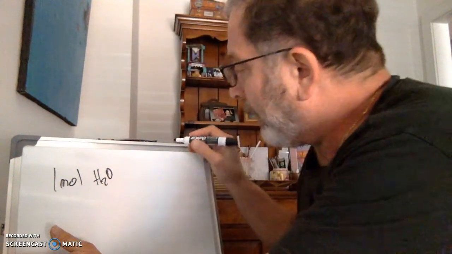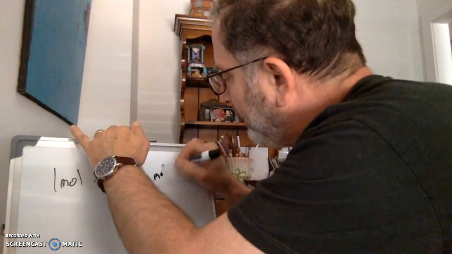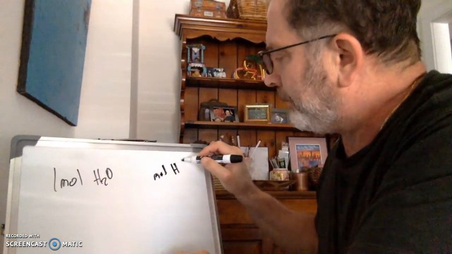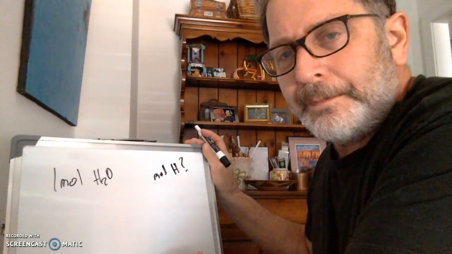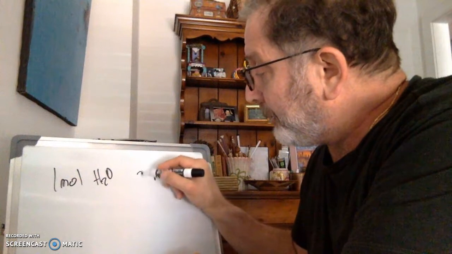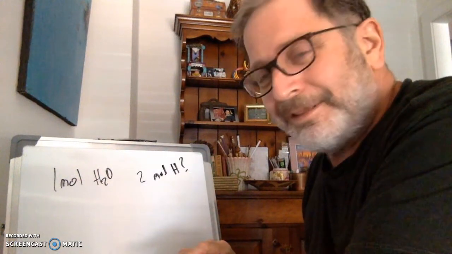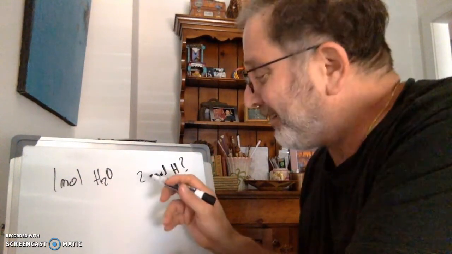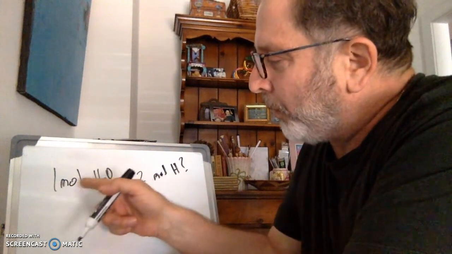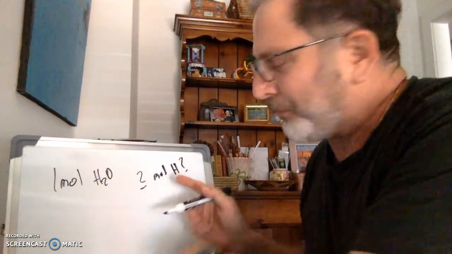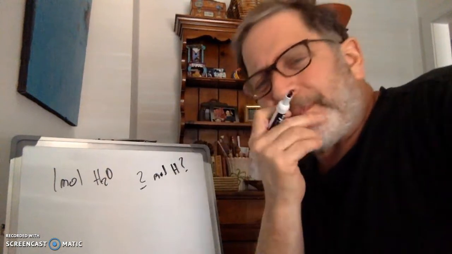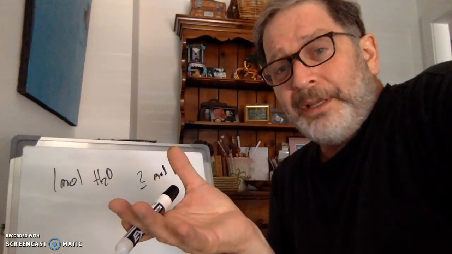I'll wait for your answer. Do you think you know? How many moles of hydrogen atoms? That's the question. The answer is 2. Did you get that? For every 1 mole of molecules, there's 2 moles of hydrogen atoms. Doesn't that make sense? Of course.